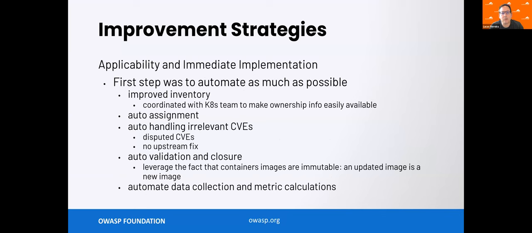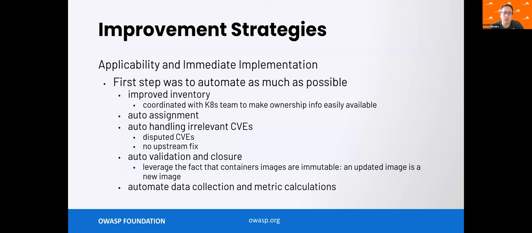A few things we did actually implement. We first automated as much as possible. We improved the inventory, so we were able to find who's responsible for what. That was a huge piece of work, because if the inventory is not good to start with, you don't know who to call in to fix when you find certain vulnerabilities. With that, we could have auto assignments.